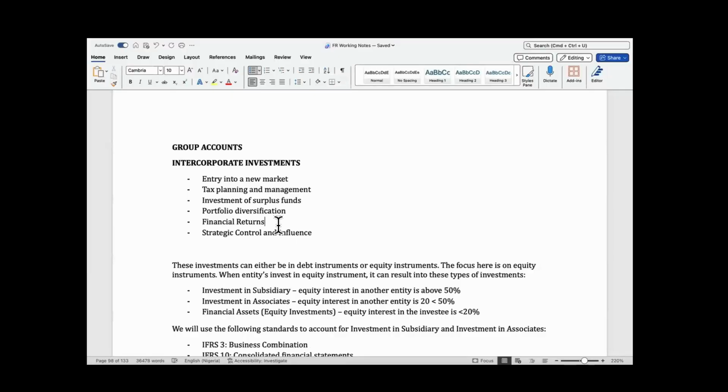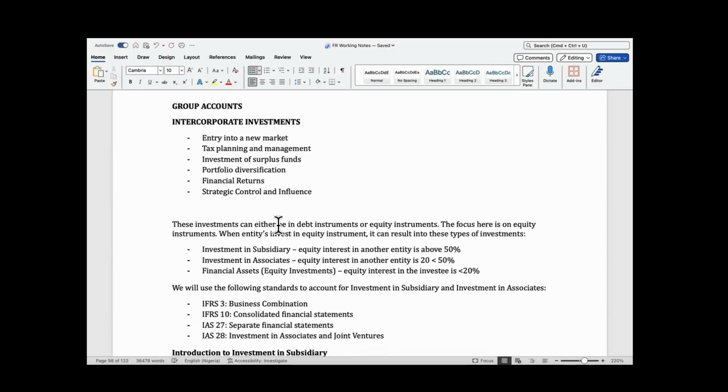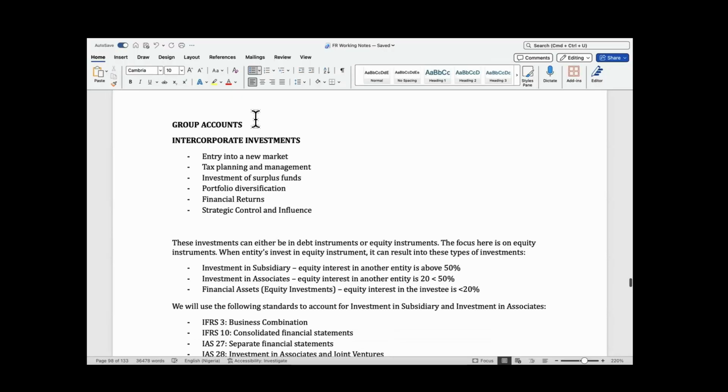Some is targeted towards strategic control and alliance. They want to have control over a company. They want to have significant influence over a company. They want to do backward integration. They want to do forward integration. So lots of reasons and more why companies invest in another. And this intercorporate investment is the only reason why at the end of the day, we will have to prepare group accounts.